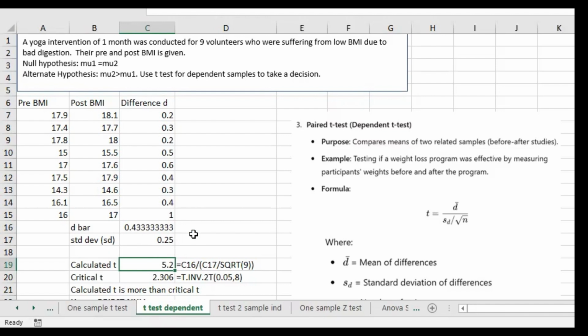N is equal to, not put separately, but we know there are 9 samples. So square root of 9. And that comes to 5.2.